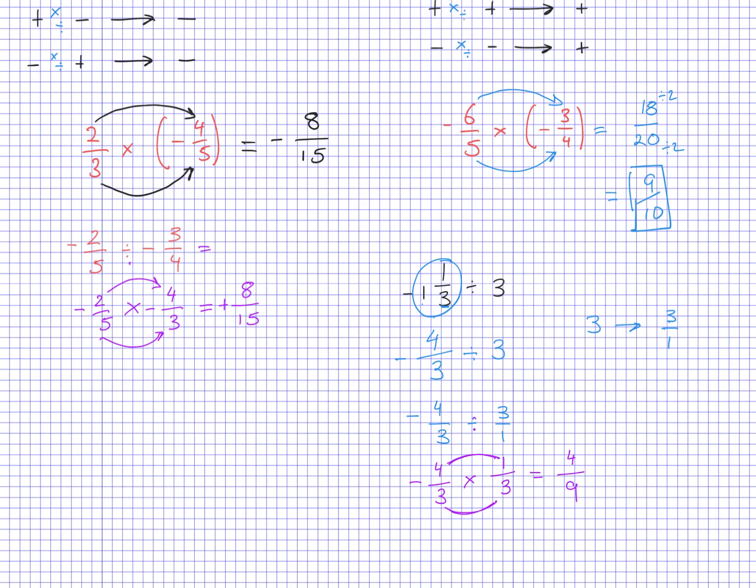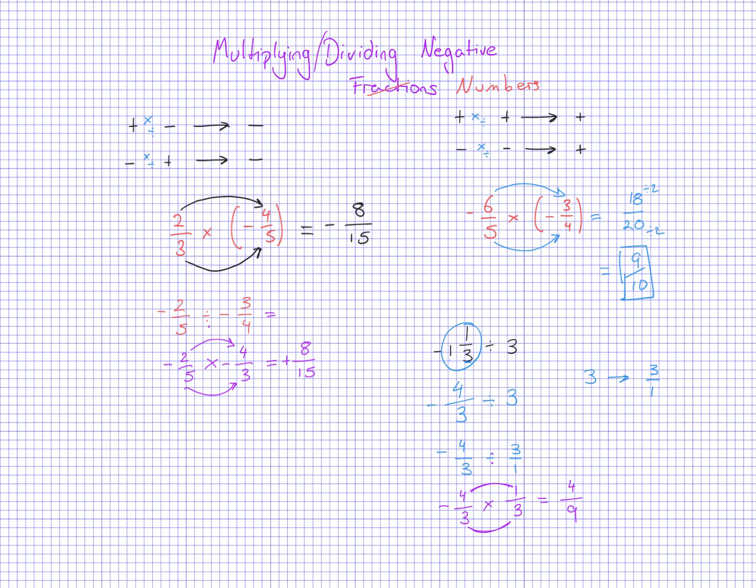And because I didn't do it at the start, we have a negative times a positive. Looking back up here at our shortcuts, negative times a positive is a negative. So the answer is going to be negative 4/9. And we can write it there like that.